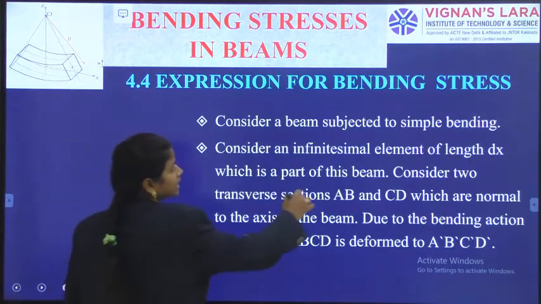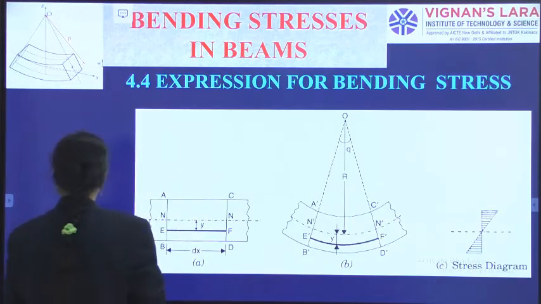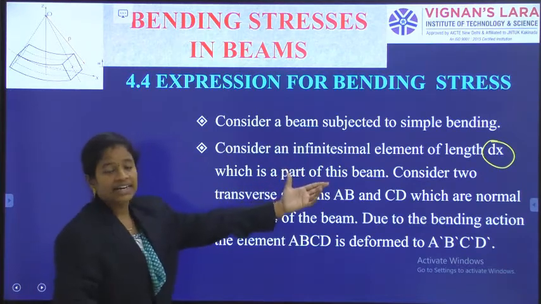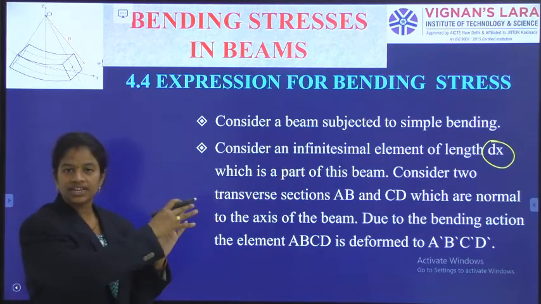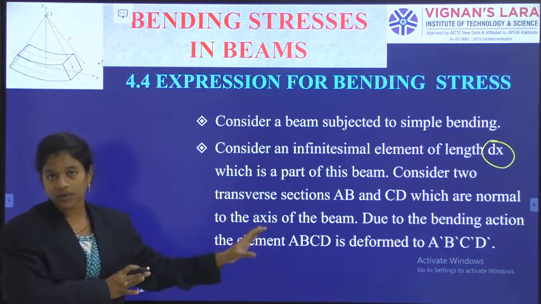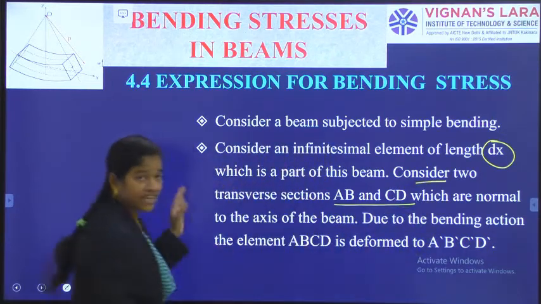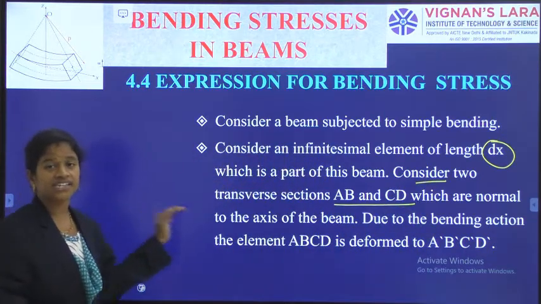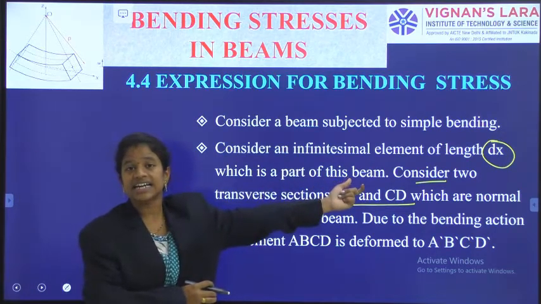And in that I am taking the infinitesimal length dx. Okay. So, in that dx element, as we have already started our explanation, we only gave some brief explanation. Now we are generating the proper equation, right? In that, consider two sections AB and CD which are normal to the section and parallel to each other, having a distance of dx.